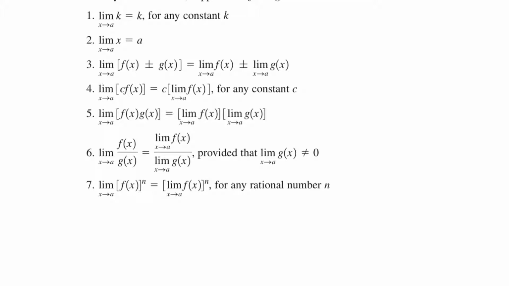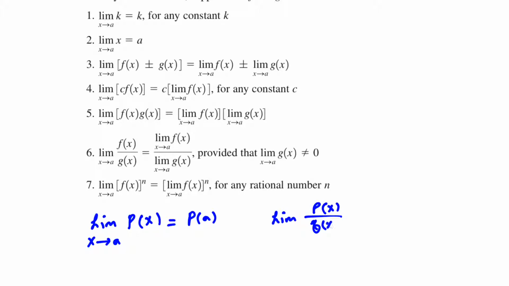By putting this together, we can conclude if p of x is a polynomial, the limit of p of x as x approaches a and p of a are the same. And if we deal with a rational function, p of x divided by q of x as x approaches a, the limit would be p at a over q at a, provided that the limit of q of x as x approaches a is not 0.